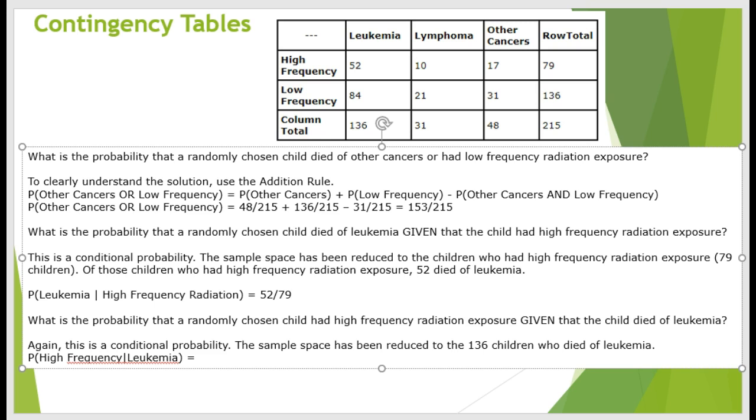And lastly, what is the probability that a randomly chosen child had high-frequency radiation exposure given that the child died of leukemia? So again, this is a conditional probability. The child died of leukemia, so a total of 136 died of leukemia. And how many were high frequency? 52. So then it is 52 divided by 136. 52 over 136, that's the probability of randomly choosing a child with a high frequency radiation exposure, given that the child died of leukemia.